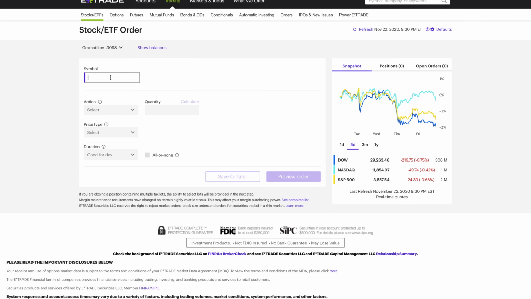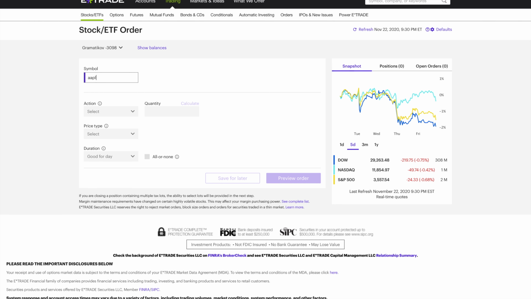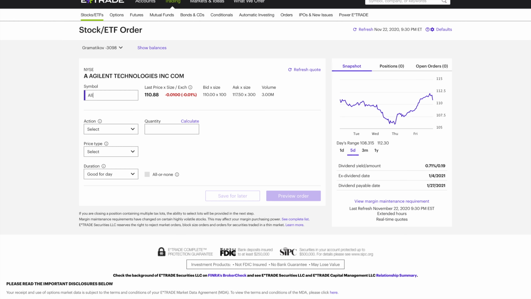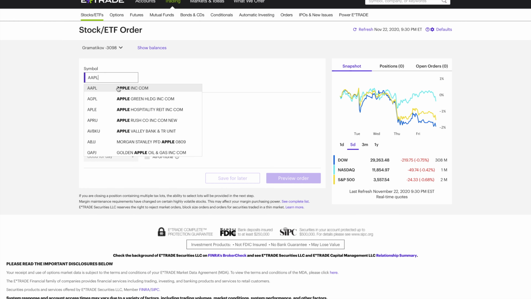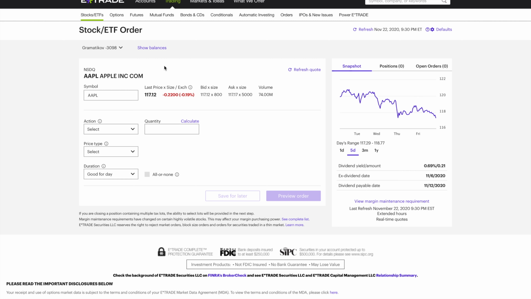And then you have to select what financial instrument or stock you want to purchase or sell. For today's example, I'm just going to put Apple here. You can write AAPL, or you can also write the whole name of Apple like this. It will show either way. So it's very easy to navigate.